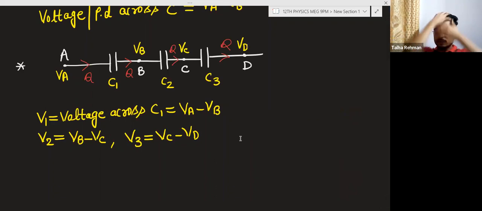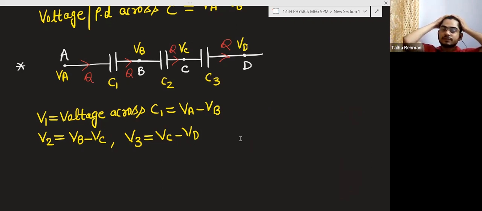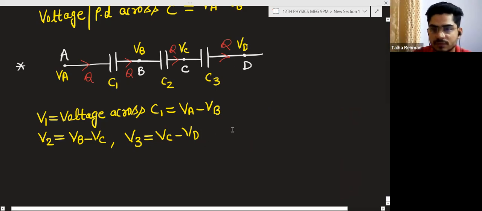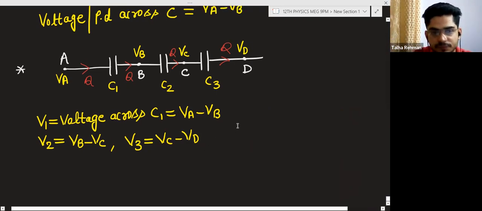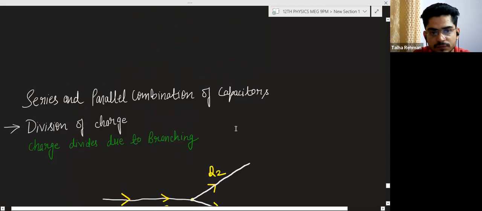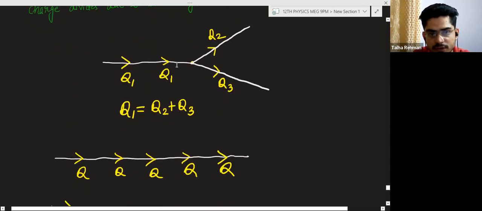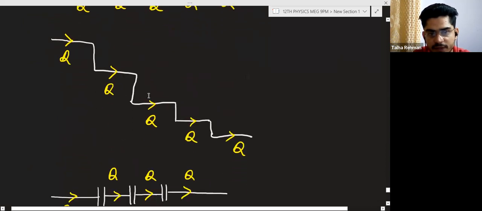Okay, so please remember, charge will divide due to branching, and potential will divide due to capacitors, resistors, etc. Okay, charge is divided here. Here charge is the same. Here charge is the same.